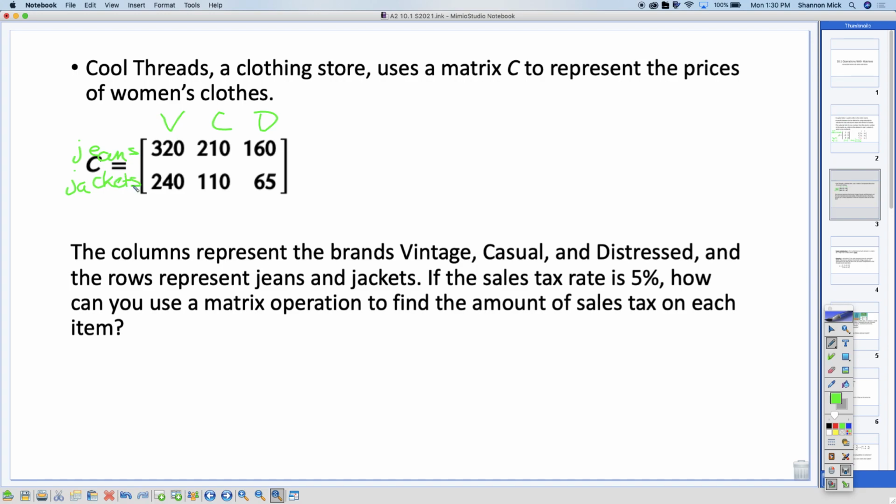Do you guys want me to shut off the lights? Yeah. Is that better? Yeah.